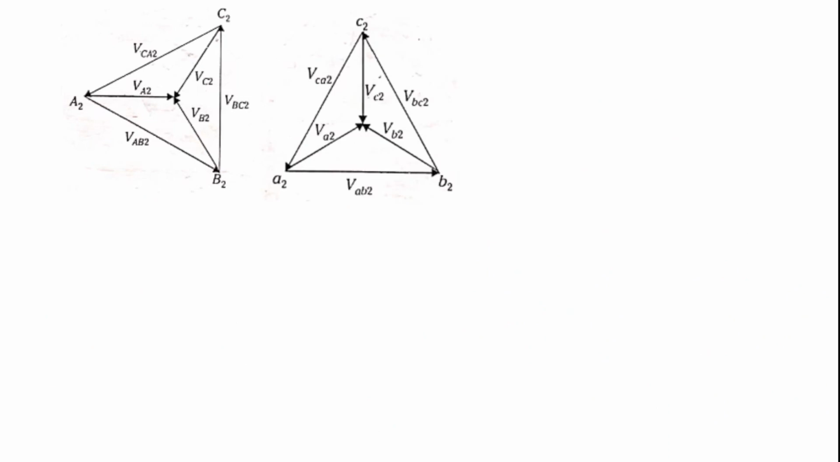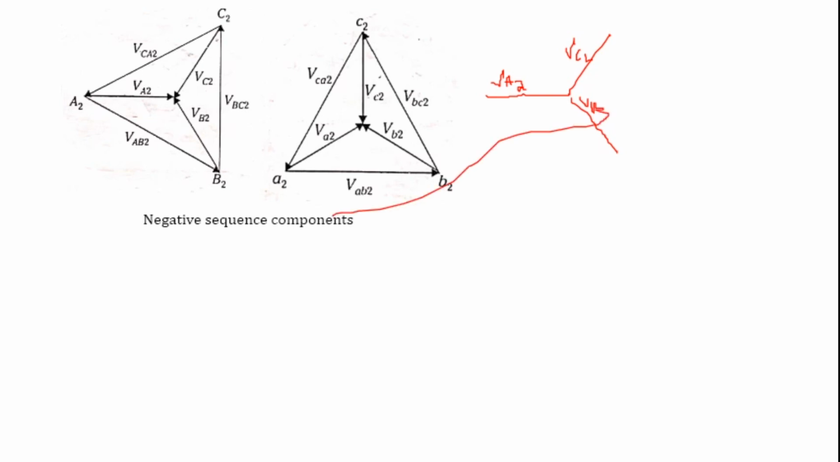Similarly, for the negative sequence component, let us draw this. How do we need to draw it? This is VA2. Next we should write VB2 and VC2, but because this is the negative sequence component, we should write this as VC2, and then this is VB2.